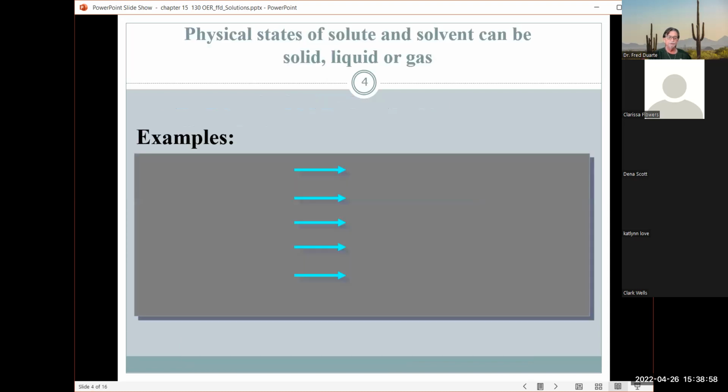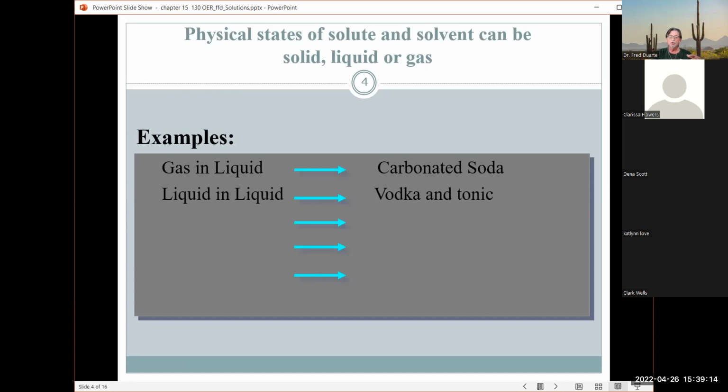All right, so examples of solutions. Well, one example is you can have gas in the liquid. Here you have a solvent, but you can have a gas. Typical example is like a carbonated drink, like a soda, okay? You can have liquid in liquid. Classic example is a mixed drink where you got, in this case, vodka and tonic, okay, rum and coke, whatever you like there. It's 2 liquids and that make a solution, okay?